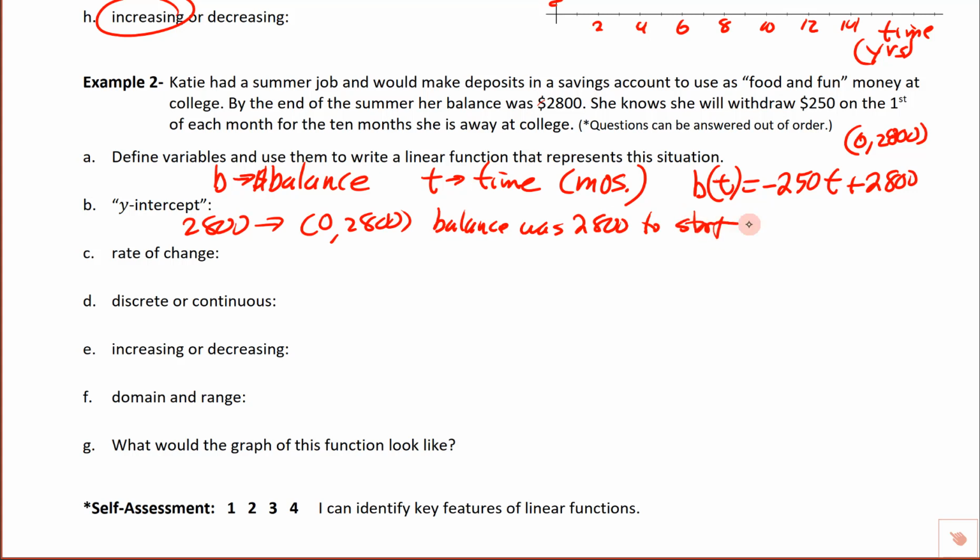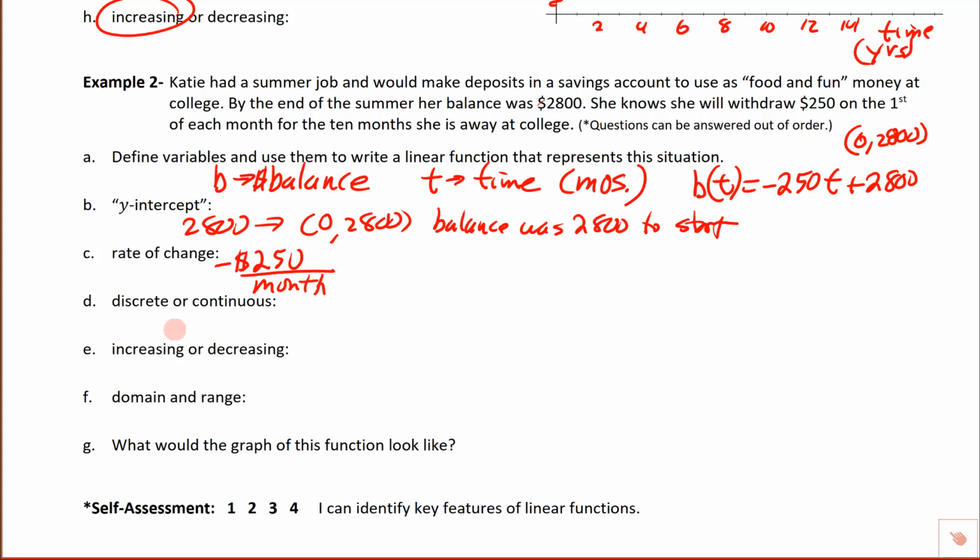And the rate of change is going to be that, let's see, what have we got here? Negative 250. So that's negative 250. I'll make a little bit of room for this so we can make sense here. Negative $250 per month.